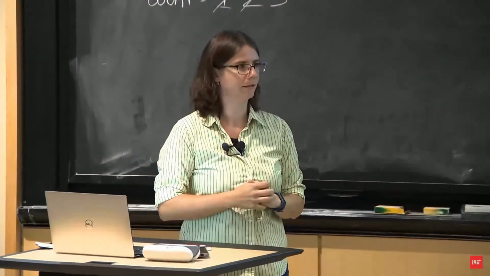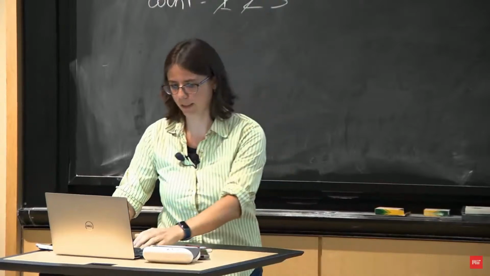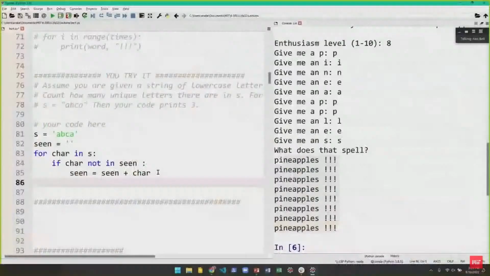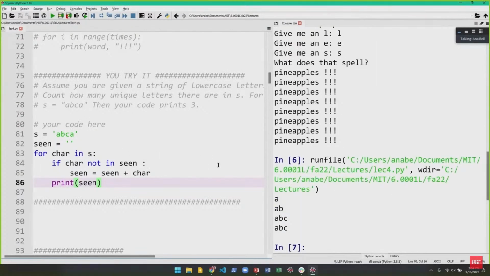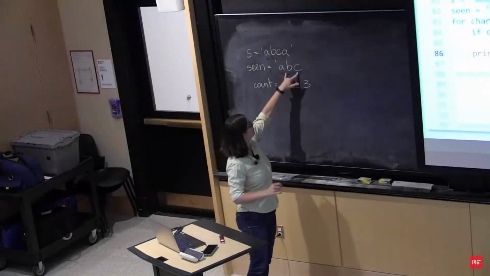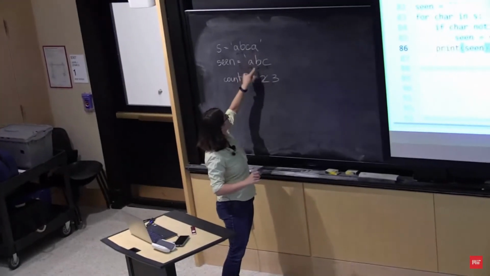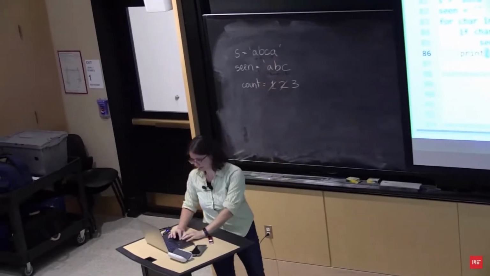Good. Anything else we want to do? Or we can even test it out like this, right? So we can print scene each time through our loop. Right? So first it's A, then it's AB, then it's ABC, and then the last time it should still be ABC, and it is.